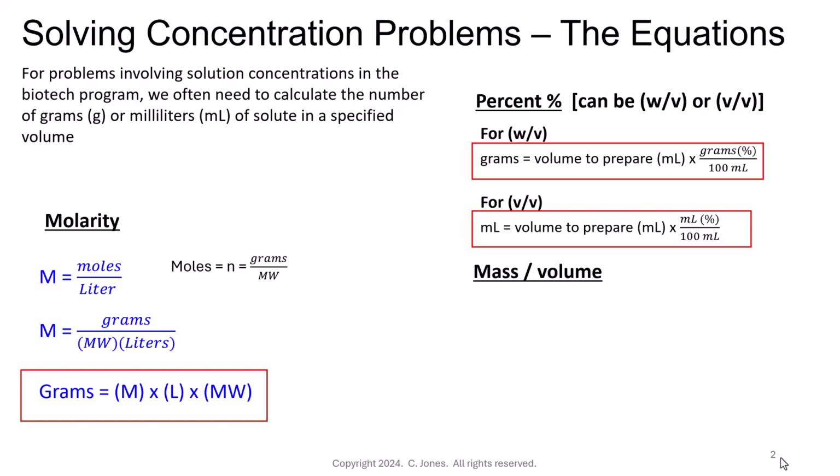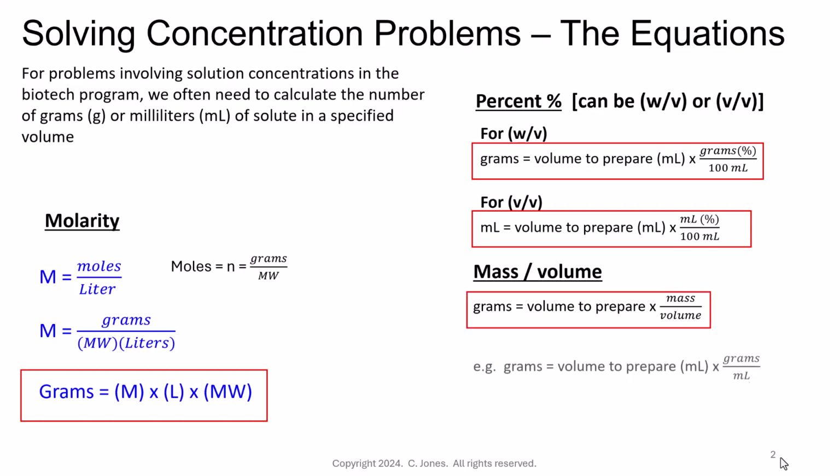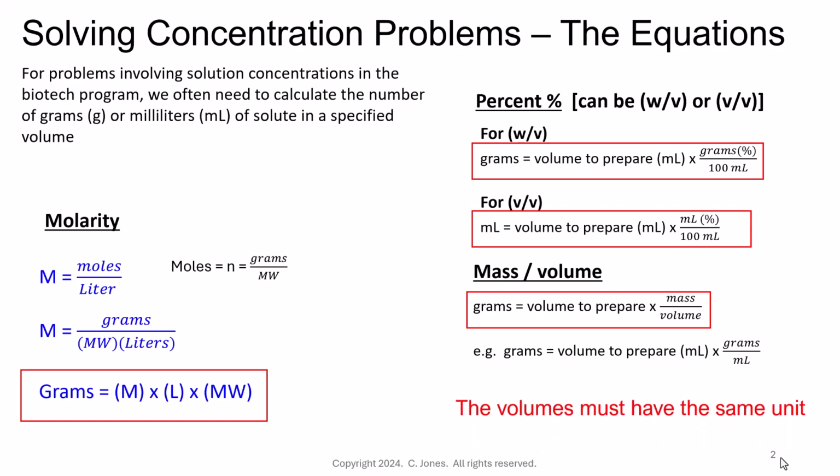And then for mass over volume, of course, this is an infinite number of combinations. But for example, the number of grams would be the volume to prepare times the mass over volume. As an example, if we're preparing the volume in milliliters, it'll be times grams per mL. The important point here is that the volumes must have the same unit. In this case, it's milliliters, but in other cases, it could be microliters and microliters. The idea is that the volumes will cancel out when you put the information into the equation.